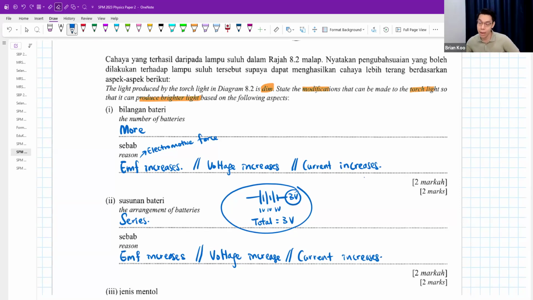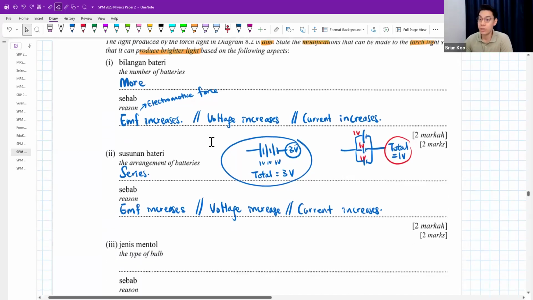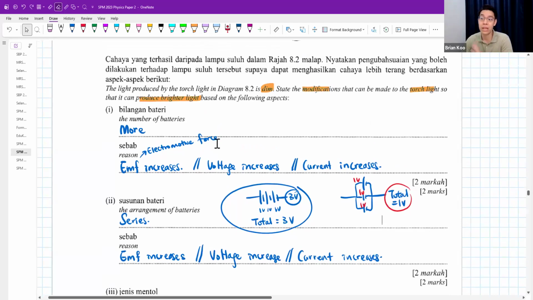But if you connect the batteries in parallel, and each battery is 1 volt, the total you will get eventually is just 1 volt. Because why? In a parallel circuit, we always say the voltage is the same, right? So inside here it's all 1 volt, and outside also you will only get 1. So if you connect a bulb to 3 volt versus you connect a bulb to 1 volt, of course 3 volt will be brighter. Okay. So that's why, because the goal is to make it brighter, I want to put them in series.